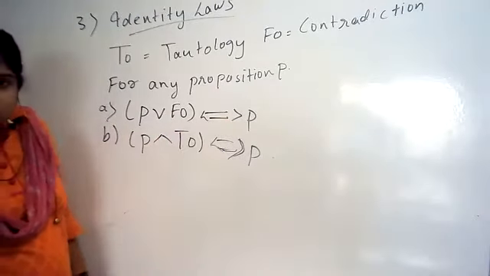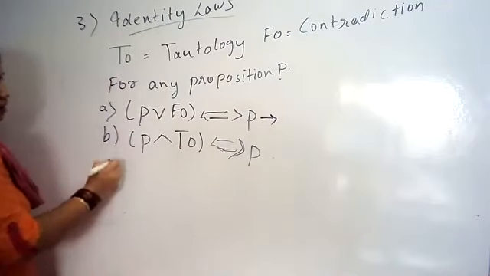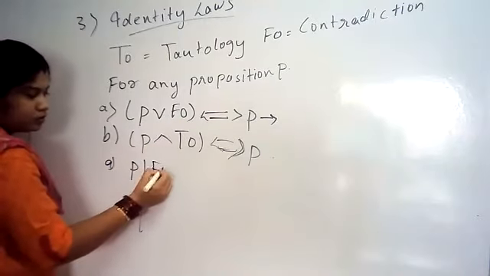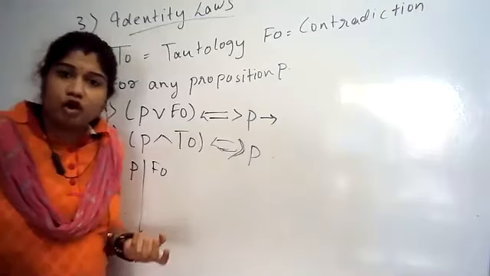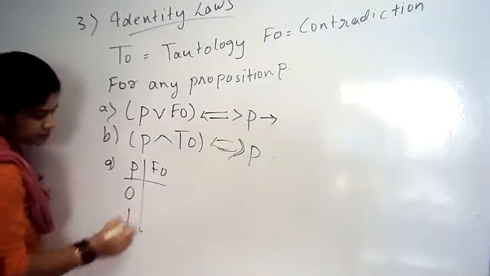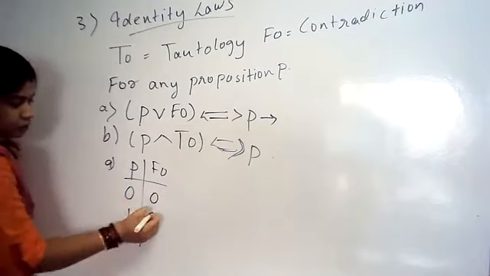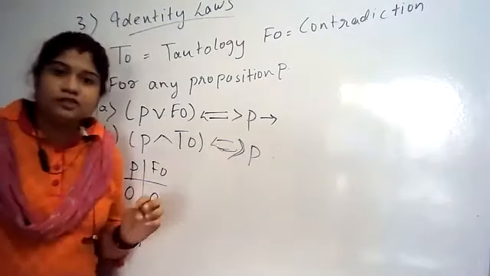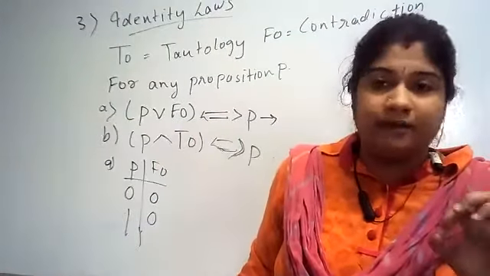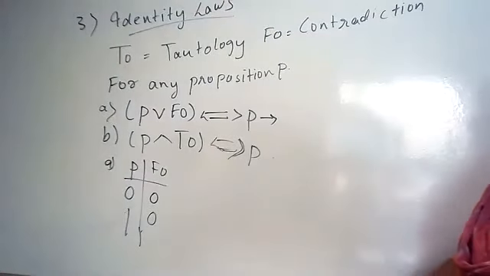For example, if I want to show you the truth table of this, how many propositions are there? P. What is F0? F0 is nothing but contradiction, or it is false. Proposition P is just 0 and 1. F0 means both will definitely be 0. T0 means both will be 1, 1. So F0, remember, is all 0 because it is a contradiction, whereas T0 is all 1 because it is a tautology.